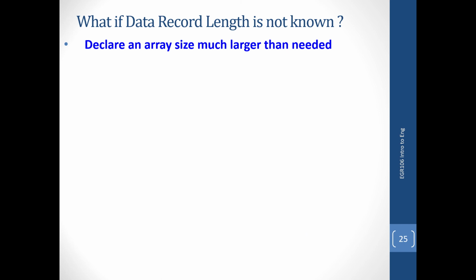Now here's the big one. How do I declare an array when I don't know how big it is? Let's say I'm reading in from a file. I don't know how big or how many numbers or how many lines that file is.